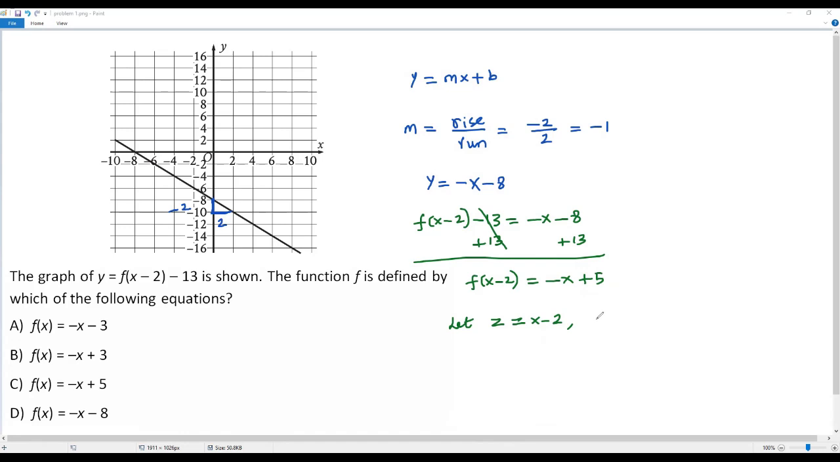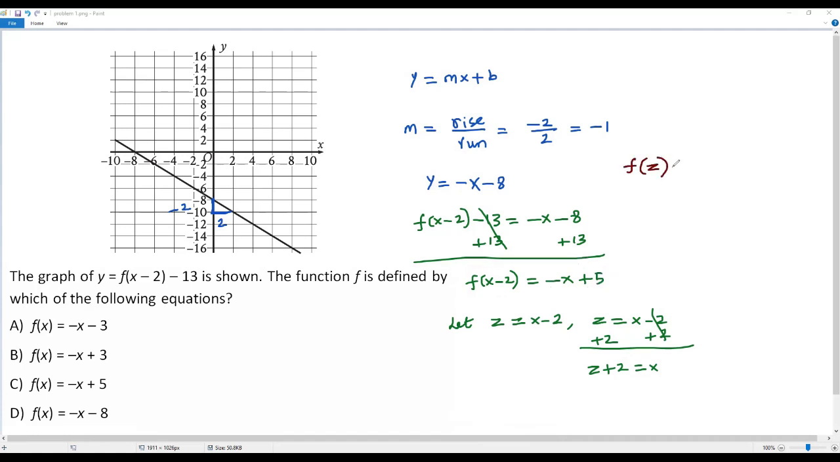Let me write this equation again: z = x − 2. Let me solve for x in terms of z. Add 2 to both sides of this equation. The −2 and +2 will cancel out. z + 2 = x. Here I have solved for x in terms of z. Now, in this function, for this x − 2, we can plug in z. For this x, we can plug in z + 2. Then we'll have this function in the new variable z. Let me do it.